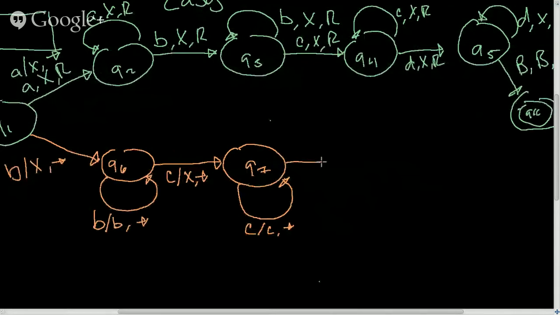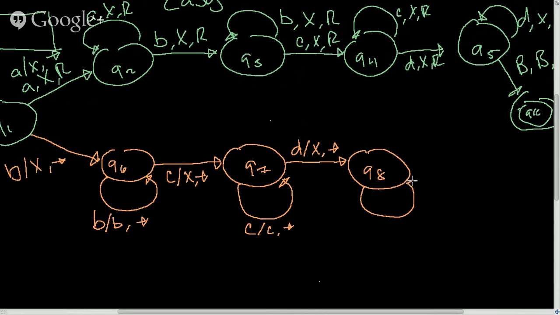If we see a D, write X and move right to Q8. Skip all the D's from there. D, D, move right. And we're going to have to deal with what happens after this in just a second. But I want to come back to Q6, 7, and 8.